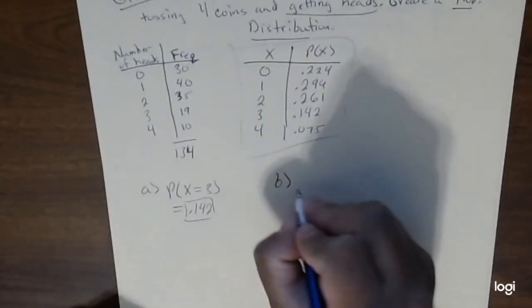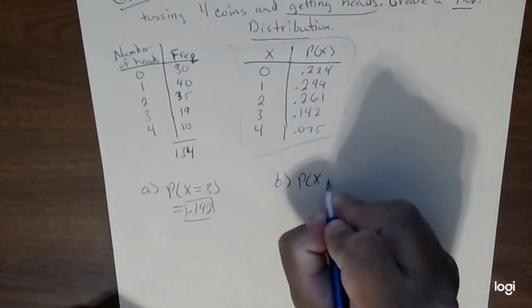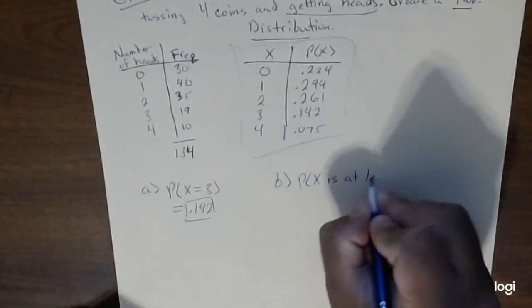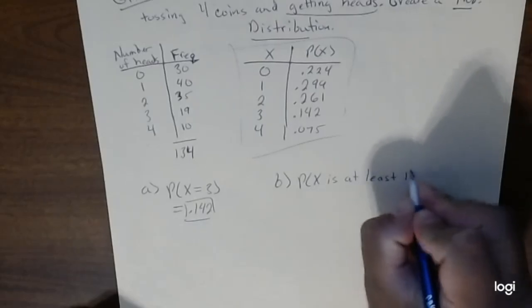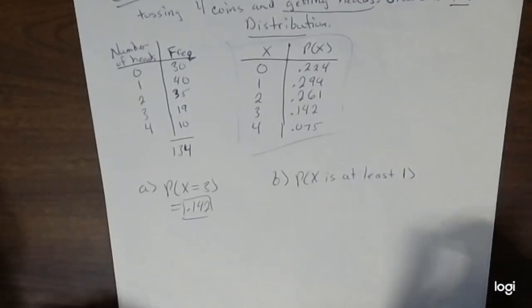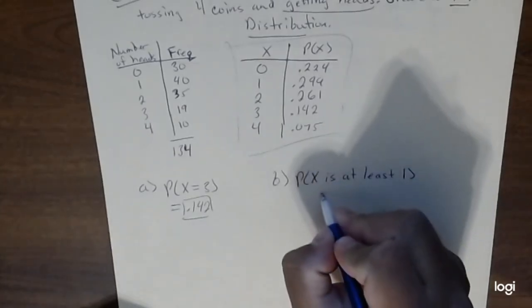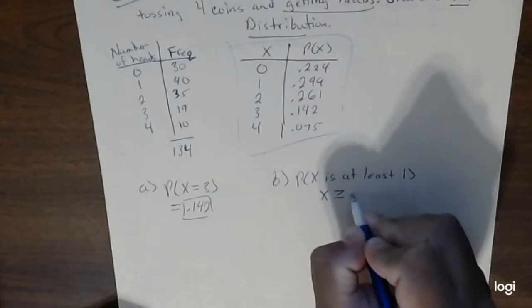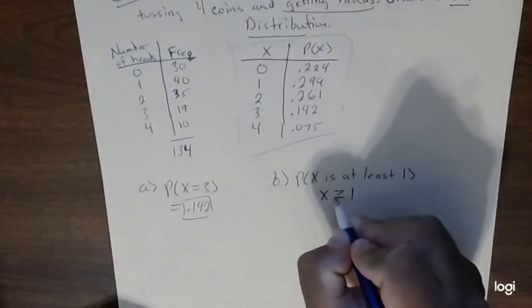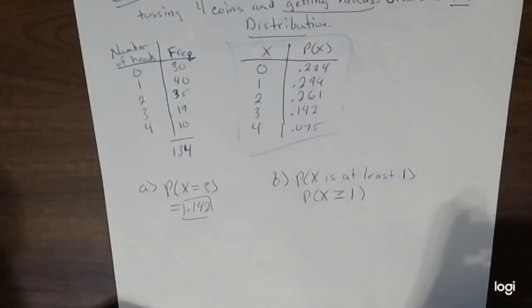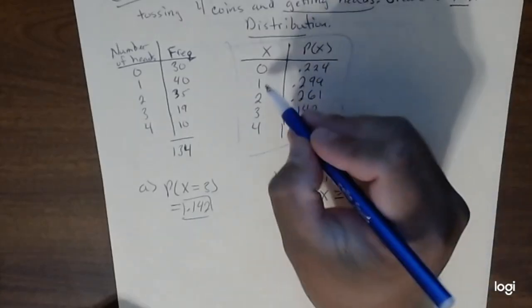So what if I say now the probability of x is at least 1? Give you a quick second to pause it and try this one out. Pause. Okay, so at least, remember we talked about that, right? It's on page 75 if you want to go back for it. This is saying that x is greater than or equal to 1. That's what we're looking for. That's what the at least 1 means. So 1 or more, right?